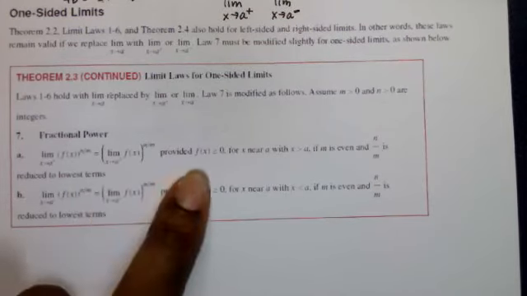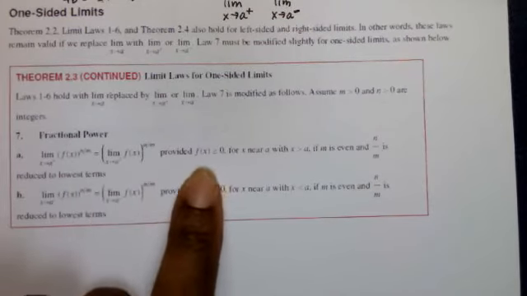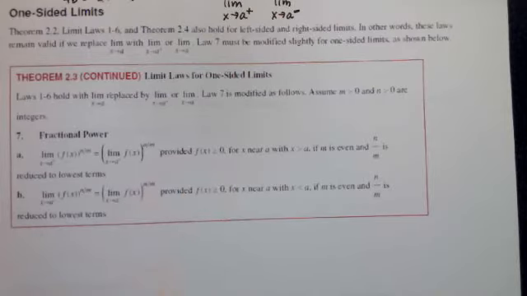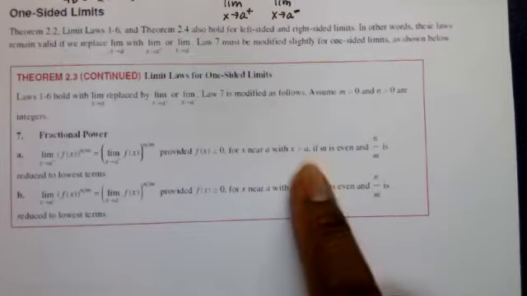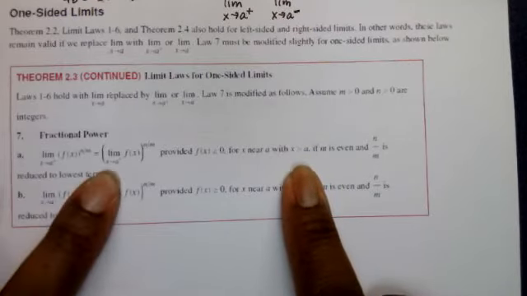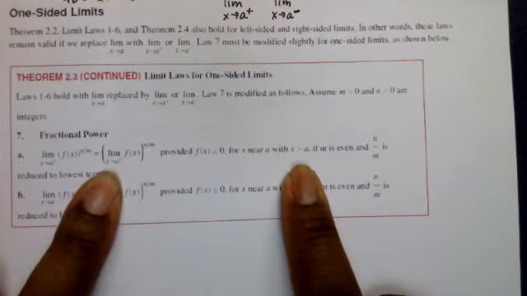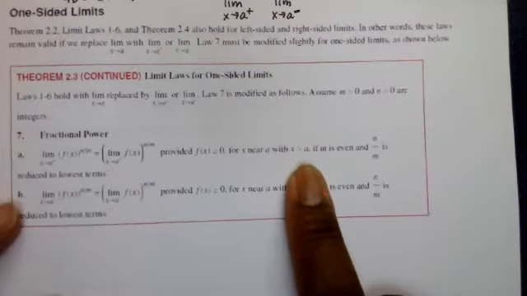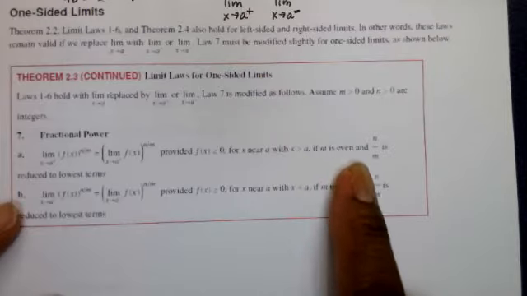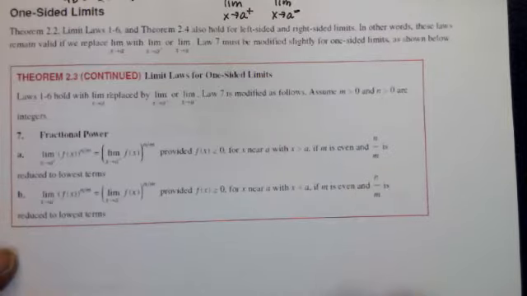The provision for that would be that f of x is greater than or equal to 0 for x near a, with x being greater than a, because we're talking about our right-sided limit. A from the right means that x has to be greater than a, if m is even and n over m is reduced to the lowest terms.